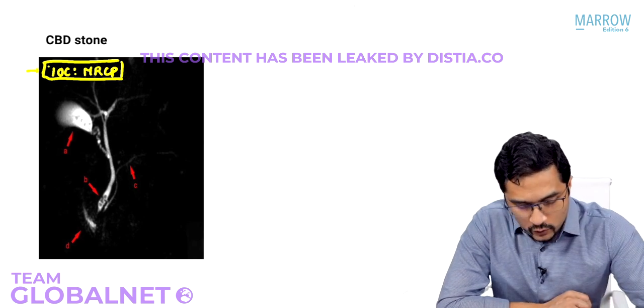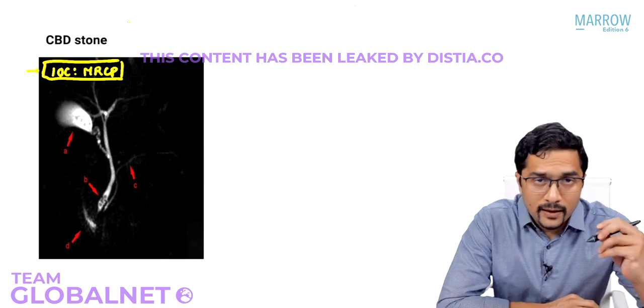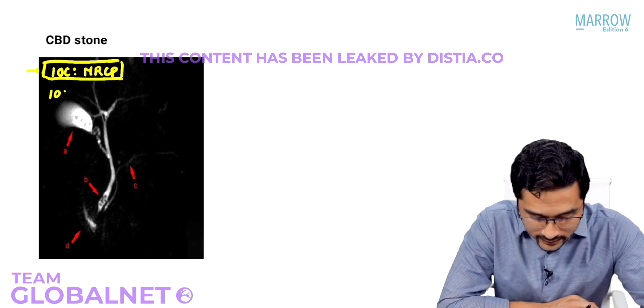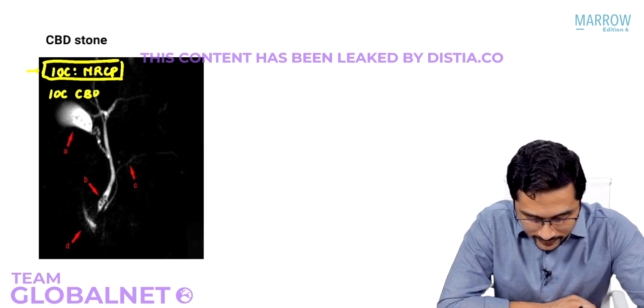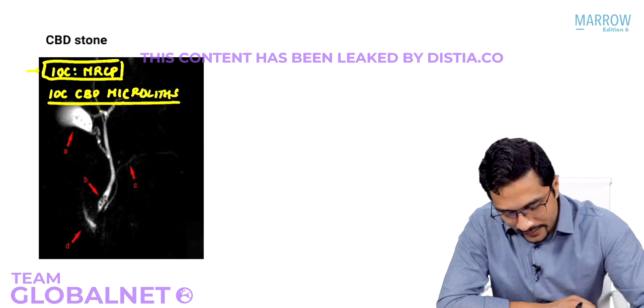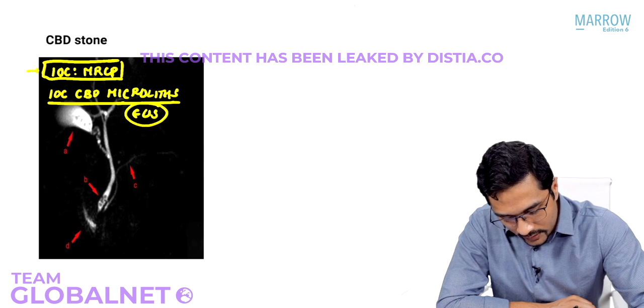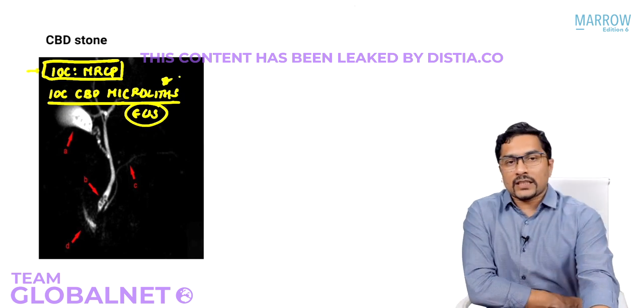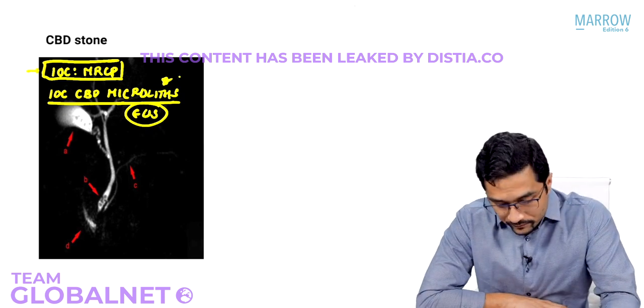So the investigation of choice for CBD stones is MRCP, but Bailey has written that the investigation of choice for CBD microliths, very small microliths in the CBD, is endoscopic ultrasound, EUS. So please read the question and then mark the answer.